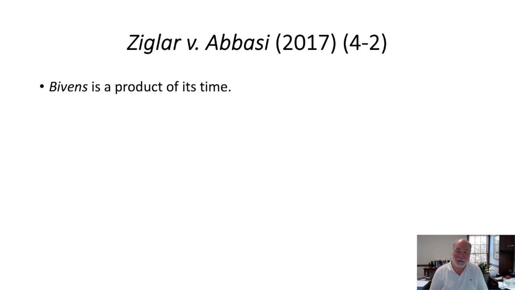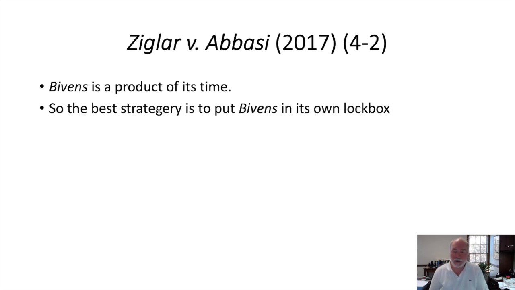First, Bivens is a product of its time. Remember, Bivens was decided in 1971 when you had the Borak versus J.I. Case decision. And the Supreme Court is saying we're not going to overrule Bivens, but we're not going to extend it. So the best strategery is to put Bivens in its own lockbox.